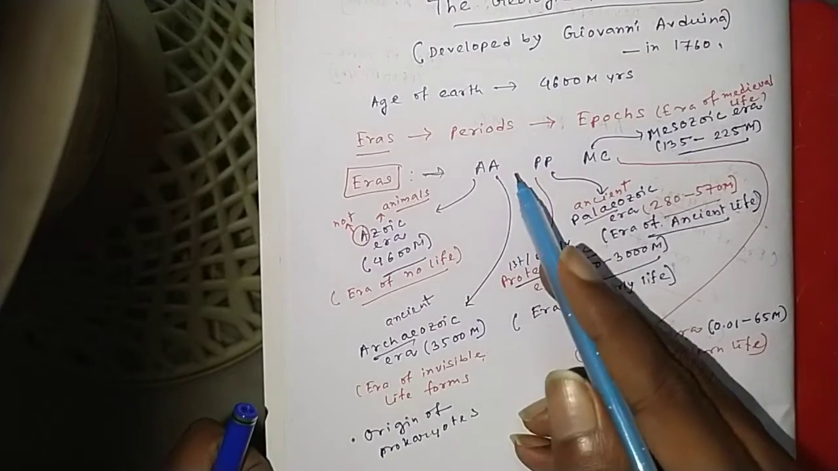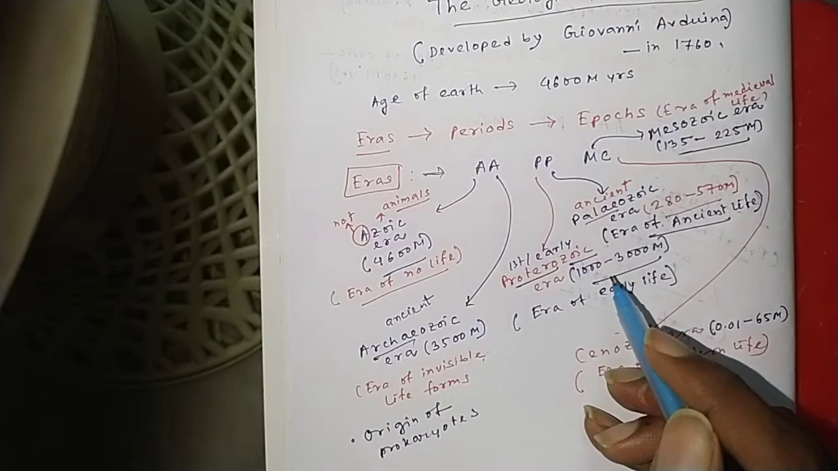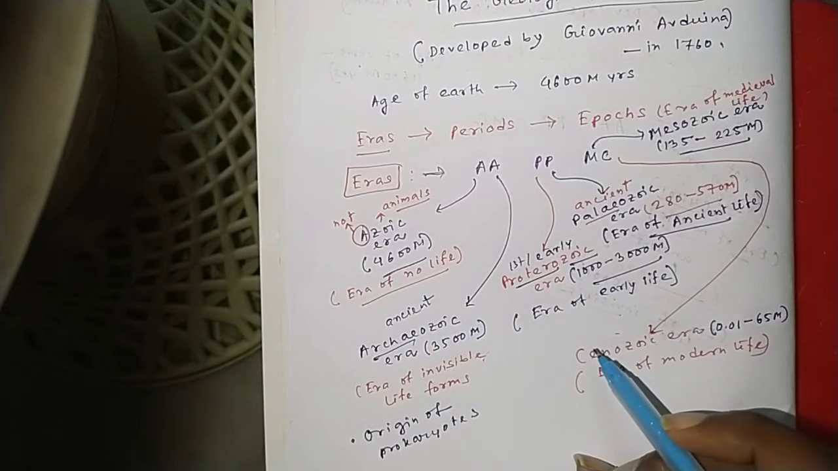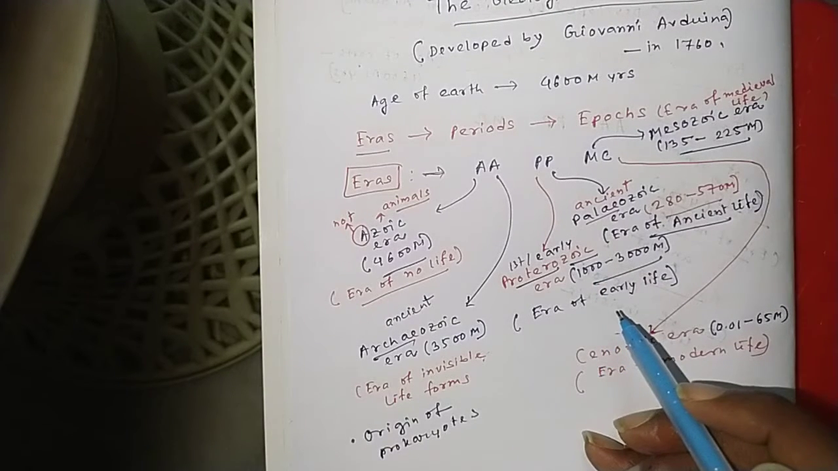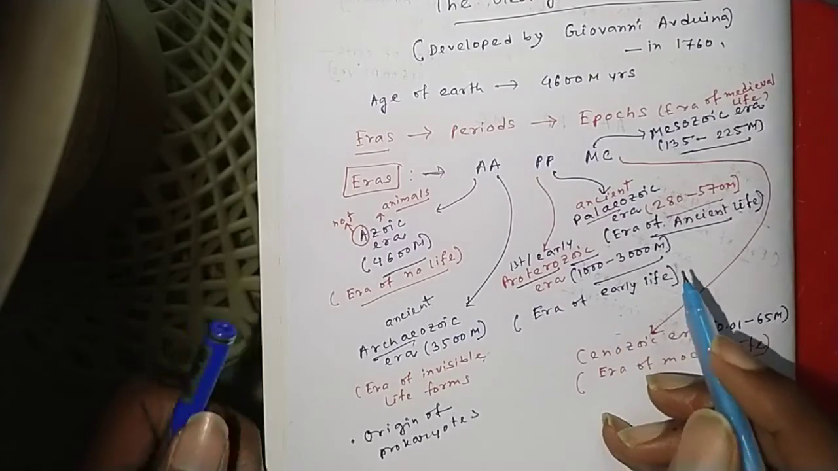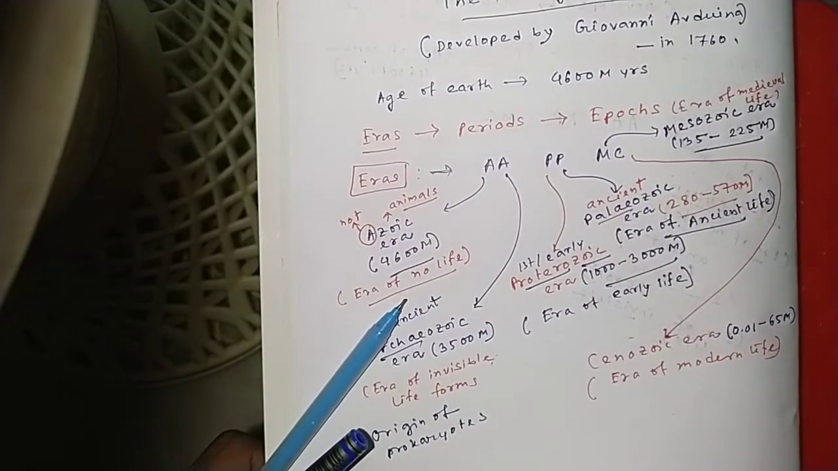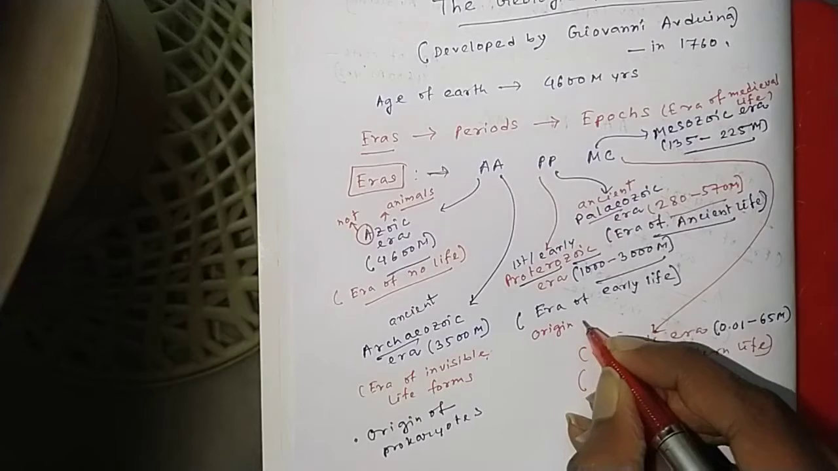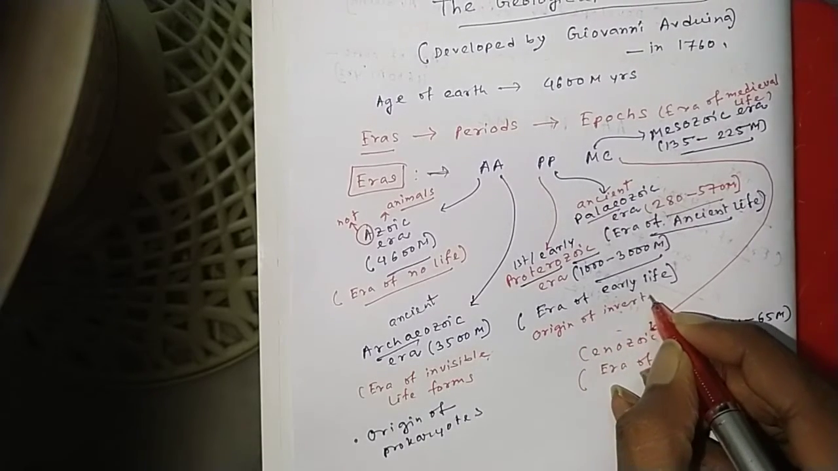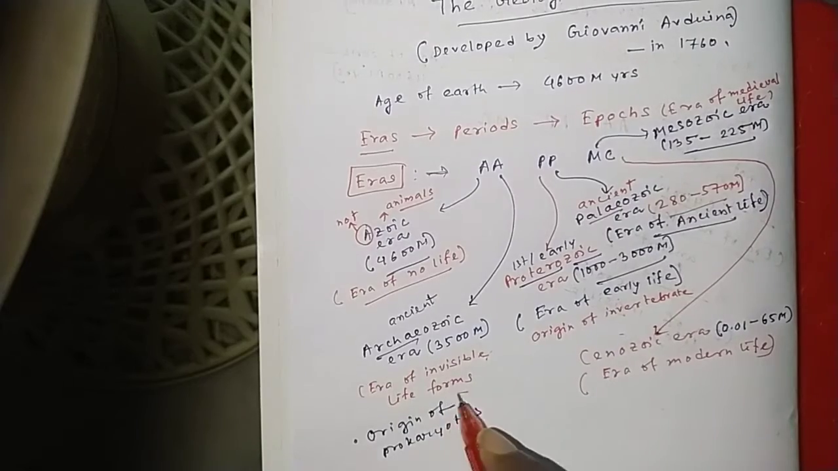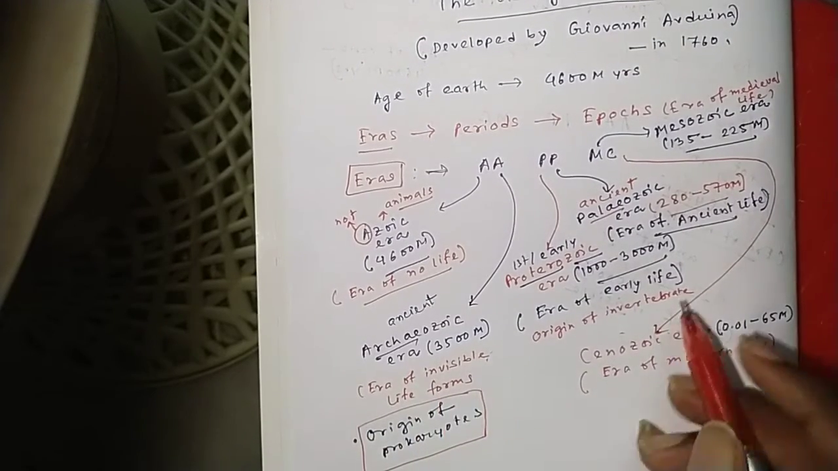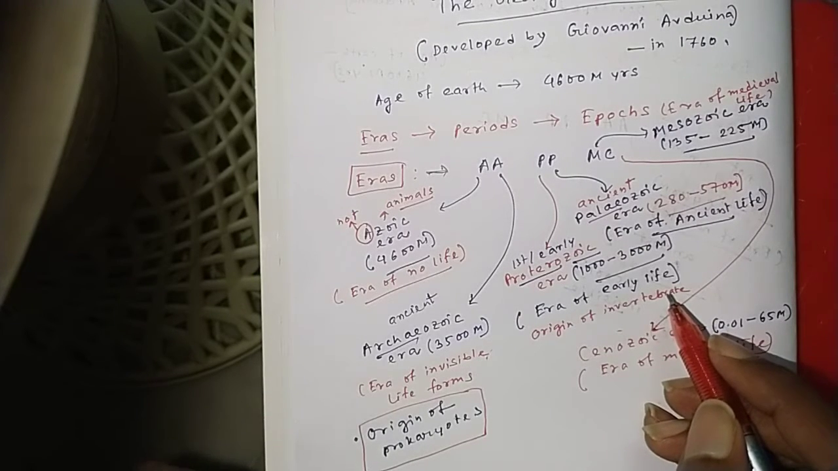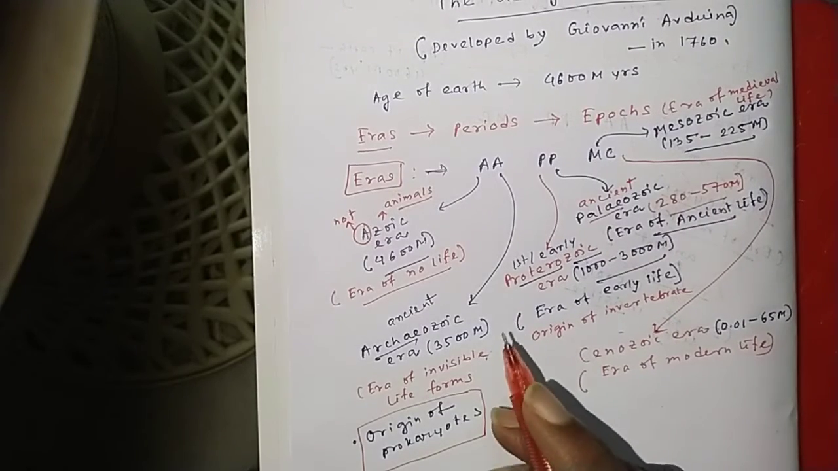Now after Archeozoic we have the Proterozoic. It is the first or the early era, so this is the era of early life. In Proterozoic, the most important event is the origin of invertebrates. So this is very important. First of all, we will talk about the origins and the dominance of animals, and then we will be talking about the plant kingdom.